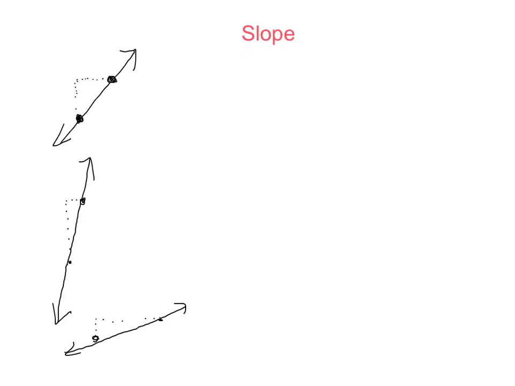Okay, so if I'm counting how much I have to go up, looking back at this original one, how much am I going up? Well, anything that's up and down on your graph is your y value. And so to find out how much I'm going up here, I would just subtract my y values.